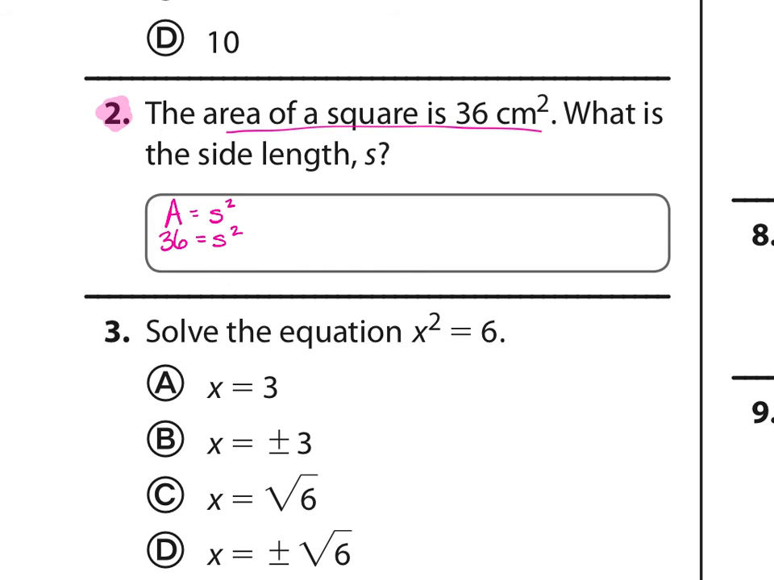To get S by itself, we're going to take the square root of both sides. And we get S on the right side. And on the left side, we get 6. It could technically be positive or negative 6, but we're dealing with a distance, so it can only be positive, and it is 6 centimeters.